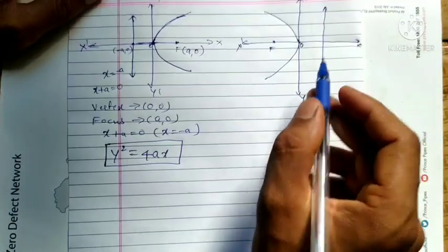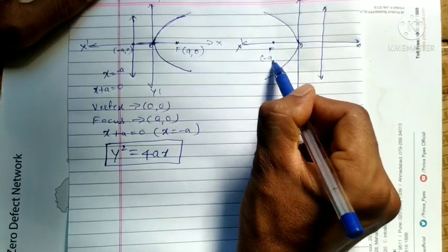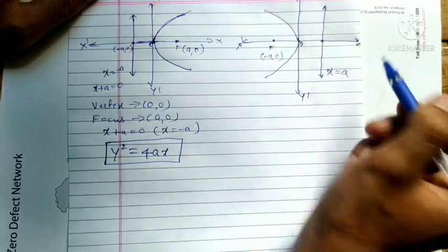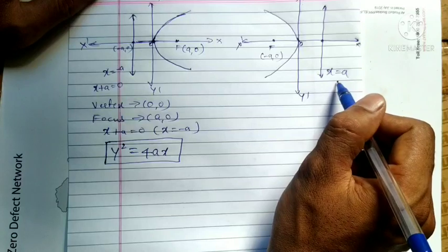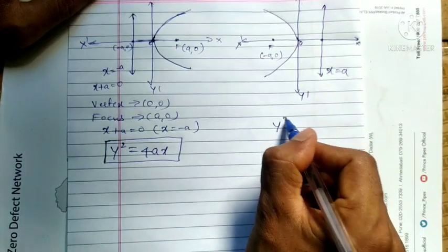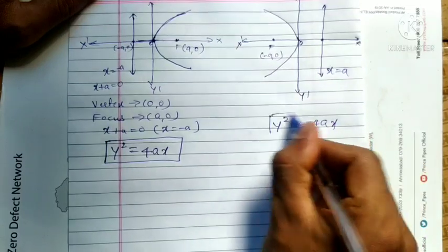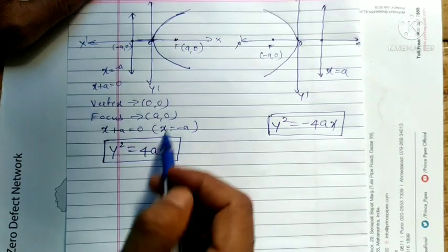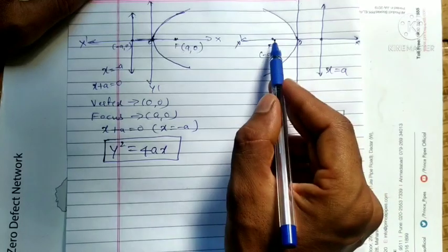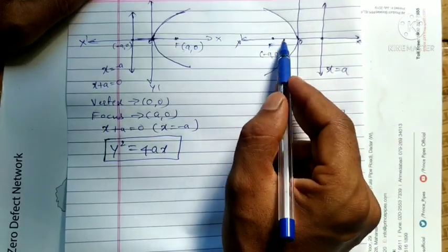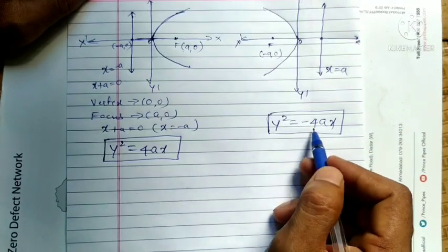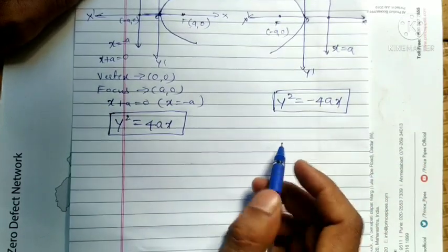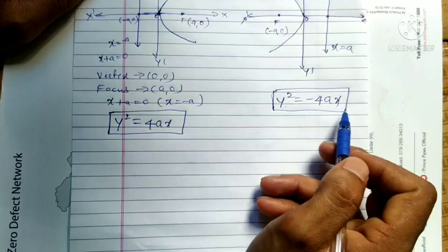In the same way, if I consider the focus on the negative x-axis, then (minus a, 0), and the directrix will be x is equal to a. So here the coordinate will be (a, 0). Therefore x is equal to a is the equation of the directrix. In this case the equation will be y square is equal to minus 4ax. If the parabola opens to the right, then the equation is y square is equal to 4ax, with focus on the x-axis. And if the focus is on the left-hand side, that is the negative x-axis, then y square is equal to minus 4ax. So these are the two equations that you have to remember, that are there in second year.